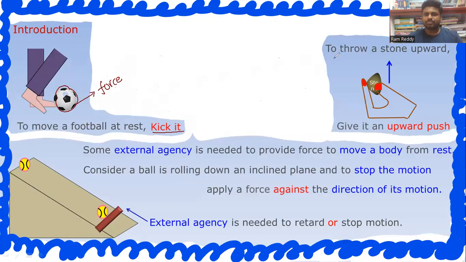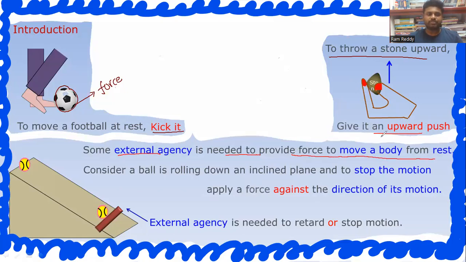And the second example, to throw a stone upward. To throw a stone upward, definitely here also you have to give an upward push in order to move it upward. So from these two examples, what we can observe is that some external agency is needed to provide the force to move your body from rest.